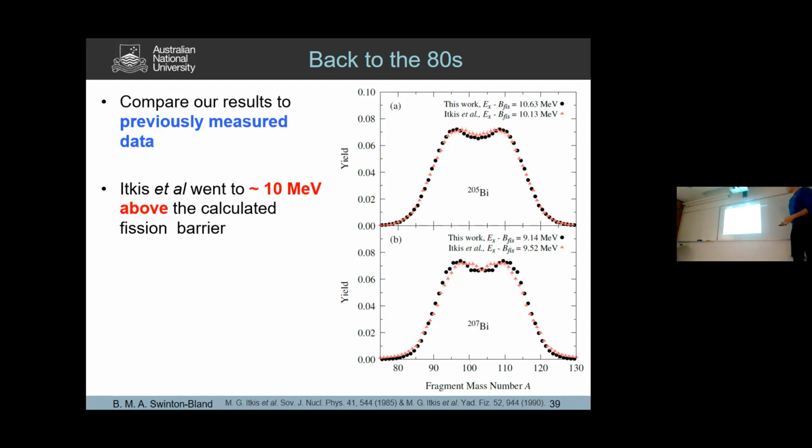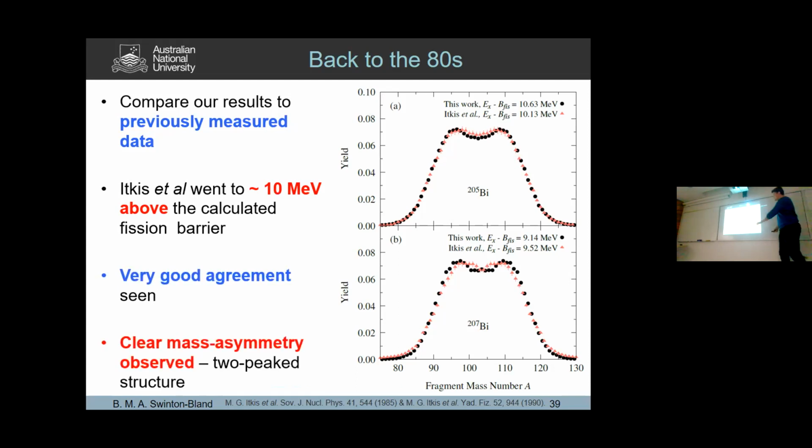Okay, so I think we can all agree that's great. They were perfectly a match, and that's fantastic. Great, we can move on. But the most important thing is that we're clearly seeing in our data and also in Itkis' data that there is a clear mass asymmetry. There is a dip in yield at mass symmetry.